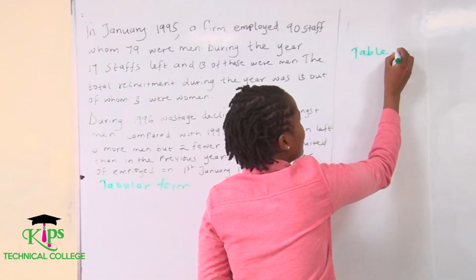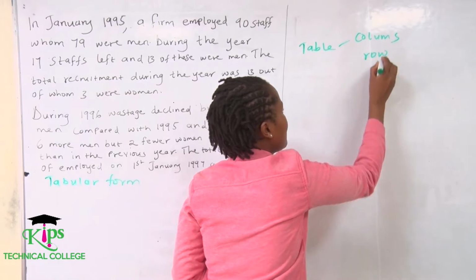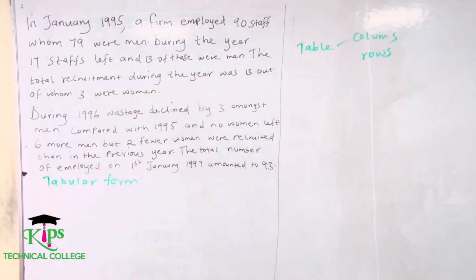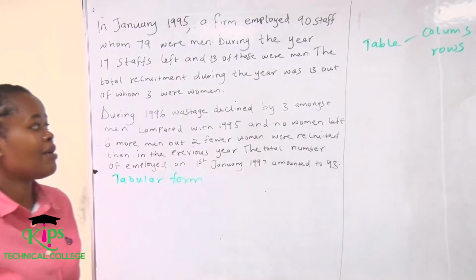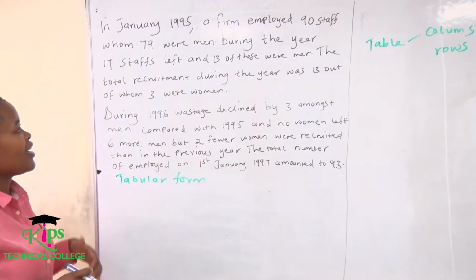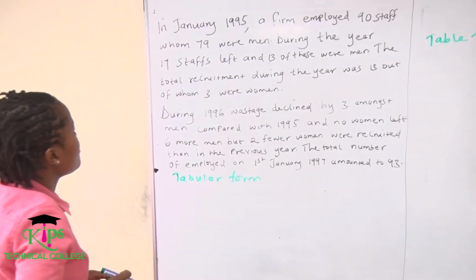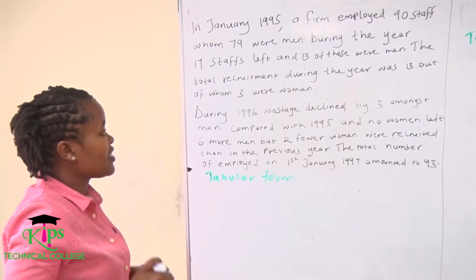Remember, the key thing about a table is that there must be columns and rows. And in this case, you need to determine also the total of each column, if at all there is a total in a column and a total in a row. So let's go direct to the question and see how we can develop a table from the information given here. From the question, let's first interpret.